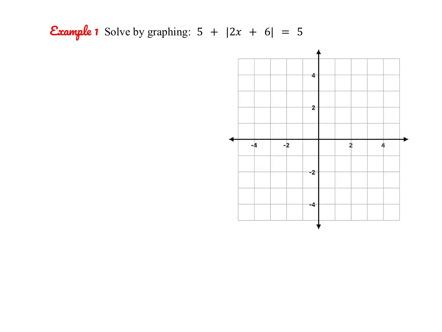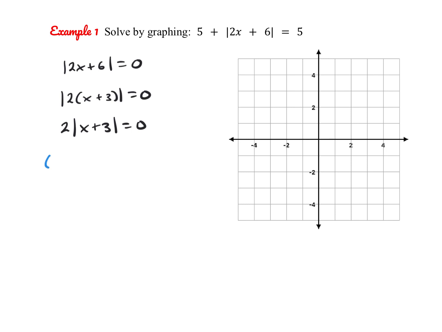All right, so let's give this first one a try. So here I'm going to set this equation equal to 0, so I'm going to subtract 5 from both sides. And then I'm going to graph this and then find the x-intercepts. So before I do that, I need to get it into the right form. So I'll simplify it a little bit.